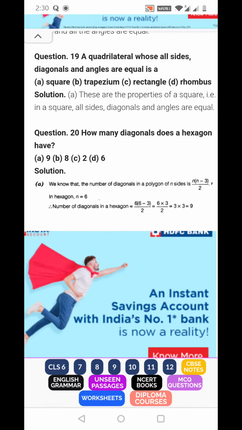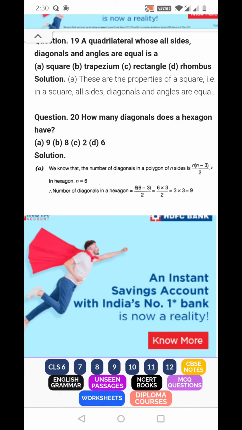Proceeding further, this one is also important. In order to know how many diagonals we can draw in a polygon, in the case of a quadrilateral you can draw 2, but you have to remember this formula: n into (n minus 3) divided by 2, where n is the number of sides. Here it is saying hexagon, so put n equal to 6: 6 into (6 minus 3) divided by 2. 6 minus 3 is 3, 3 into 6 is 18, and 18 divided by 2 is 9. So how many diagonals can you draw in a hexagon? 9 diagonals you can draw.